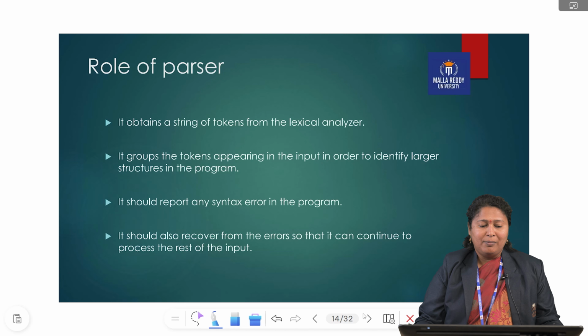So what will the parser do? The parser obtains a string of tokens. It gets the tokens from the lexical analyzer. It groups the tokens in the input in order to identify larger structures in the program. Next, if any syntax error is there, it should repair that error in the program. It should also recover from the errors so that it can continue with the rest of the input.